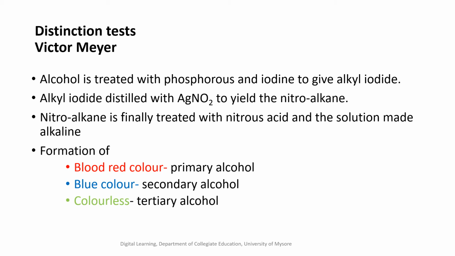So, the primary alcohols form a blood red colored solution, whereas a blue colored solution is formed if it is secondary alcohol, whereas tertiary alcohols do not produce any color and hence they form a colorless solution.